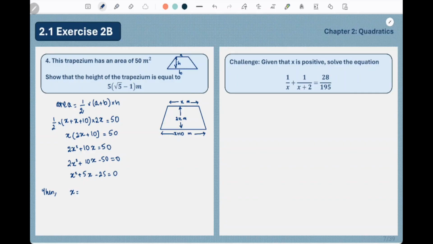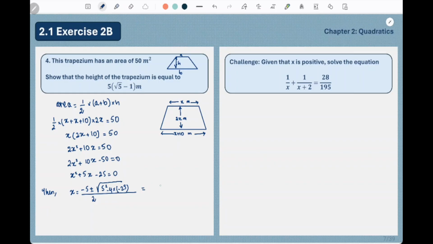So minus B, minus 5, plus or minus the square root of B squared, so it's 25, right? 5 squared. Let me write it here. 5 squared minus 4 times A, which is 1, times C, which is minus 25. Over, no need to write the 1, over 2A, which is 2.